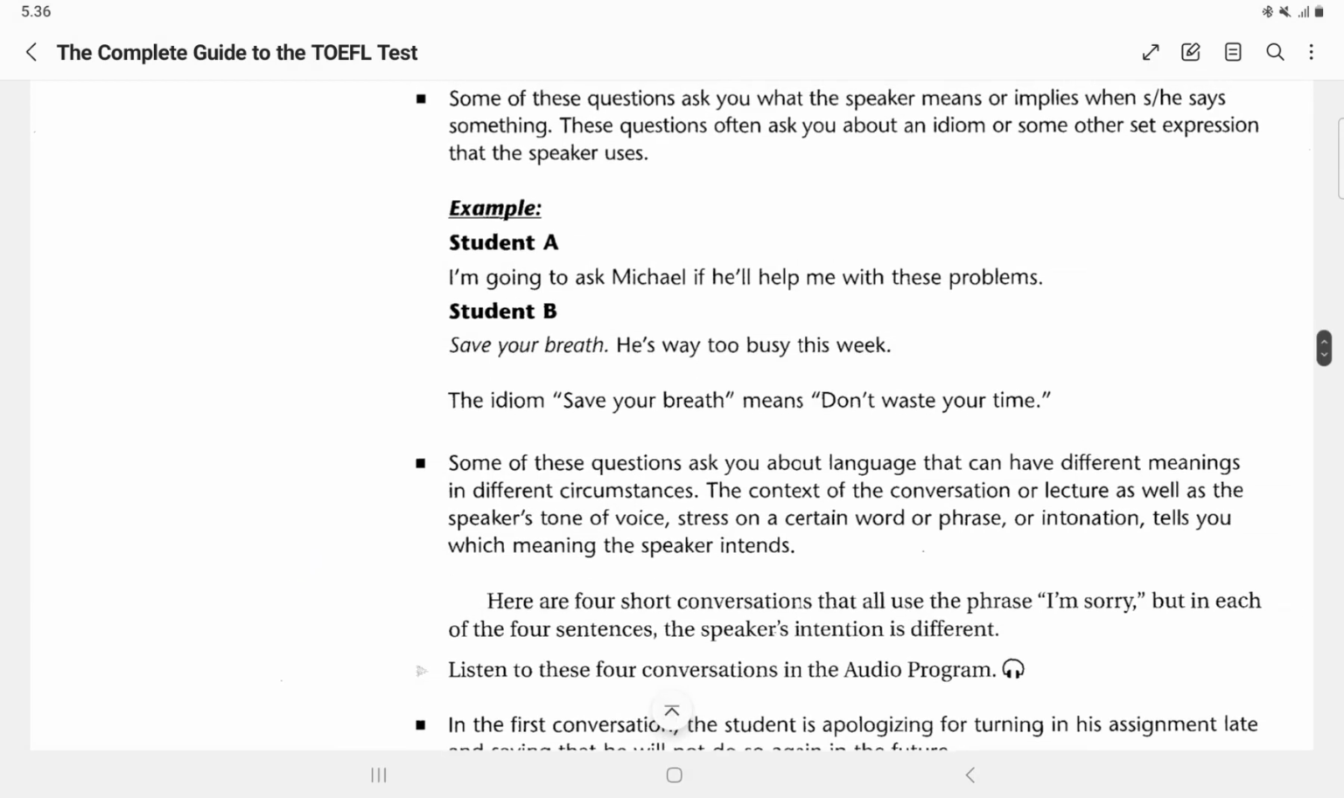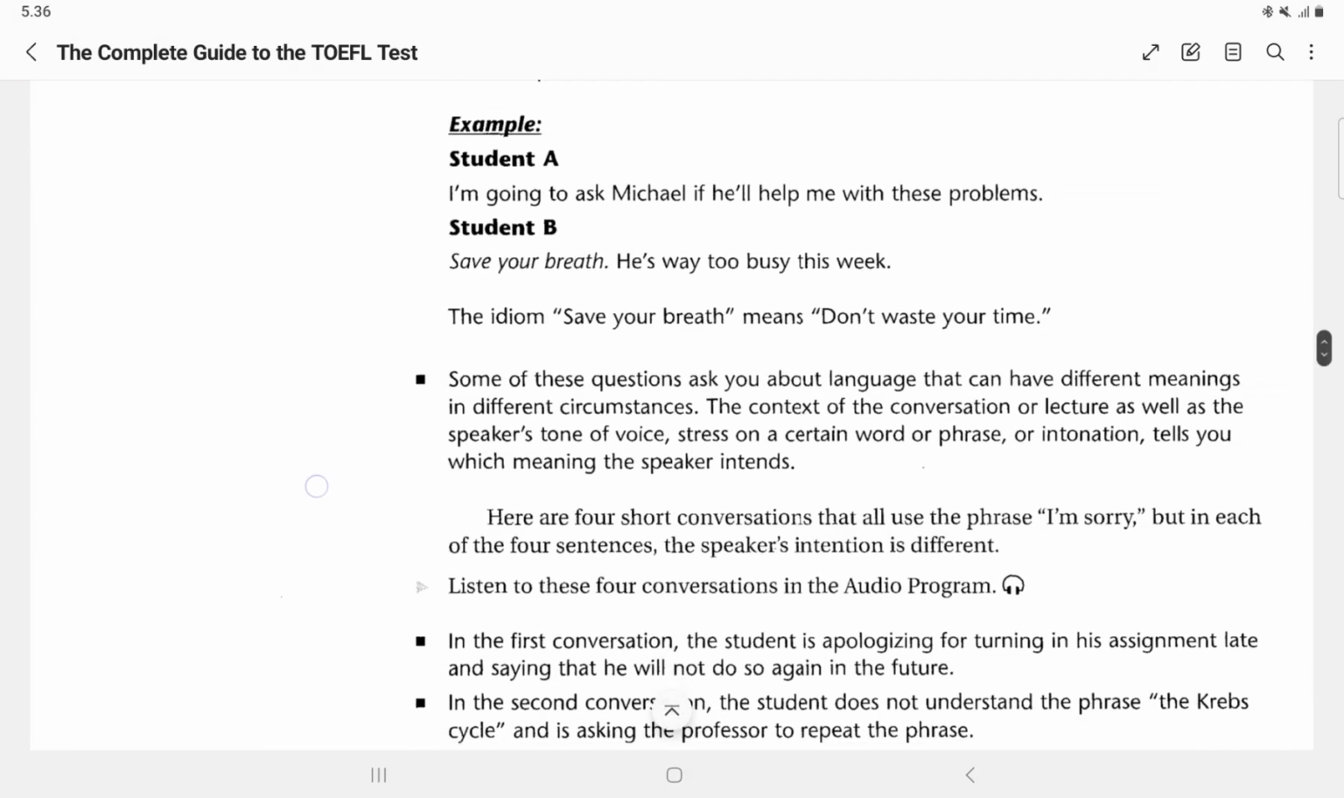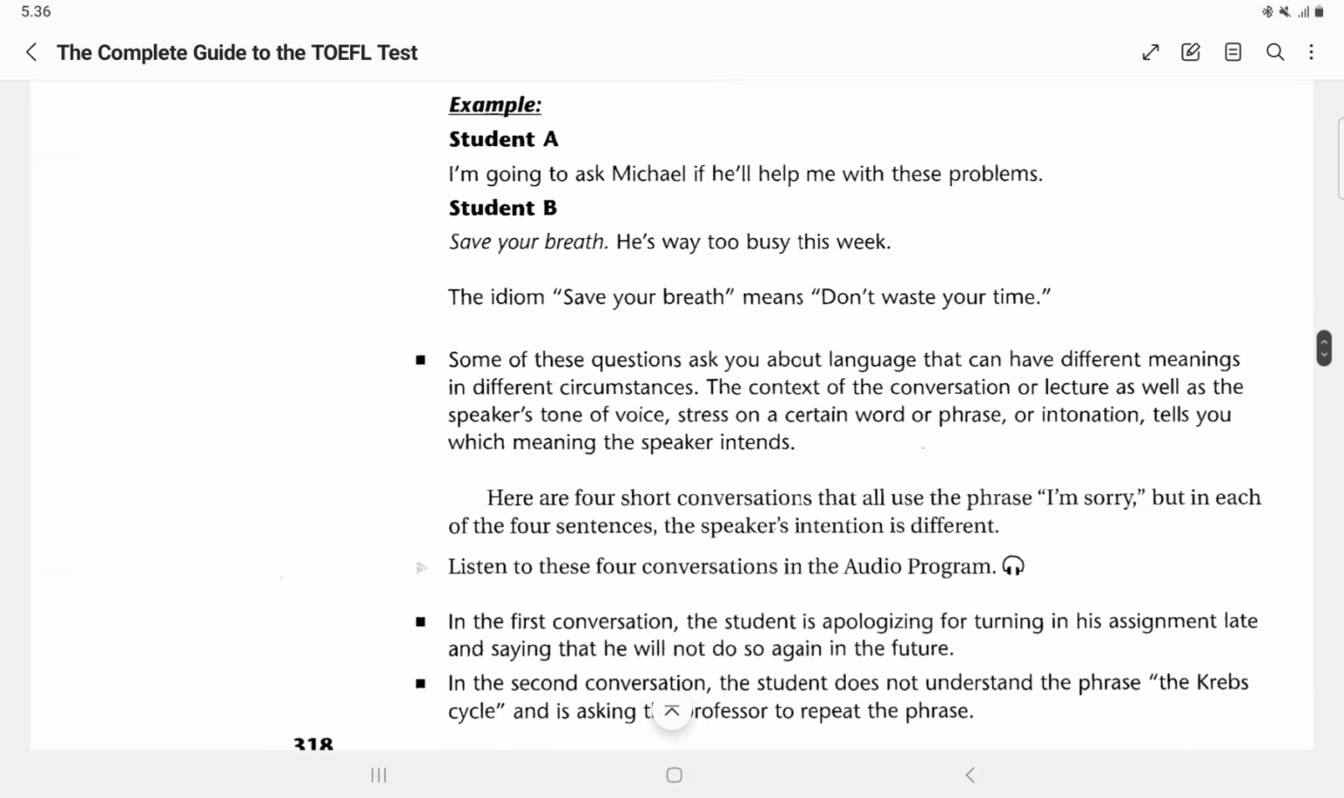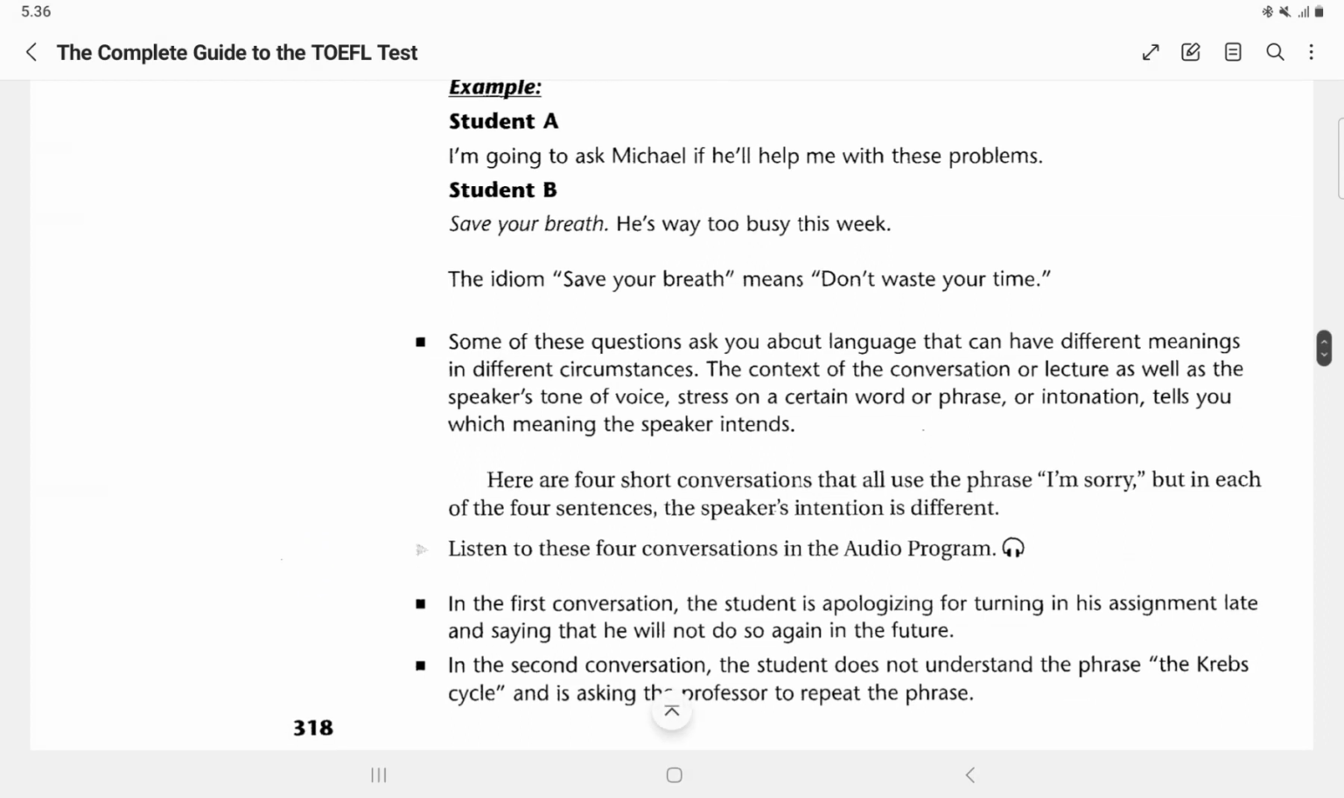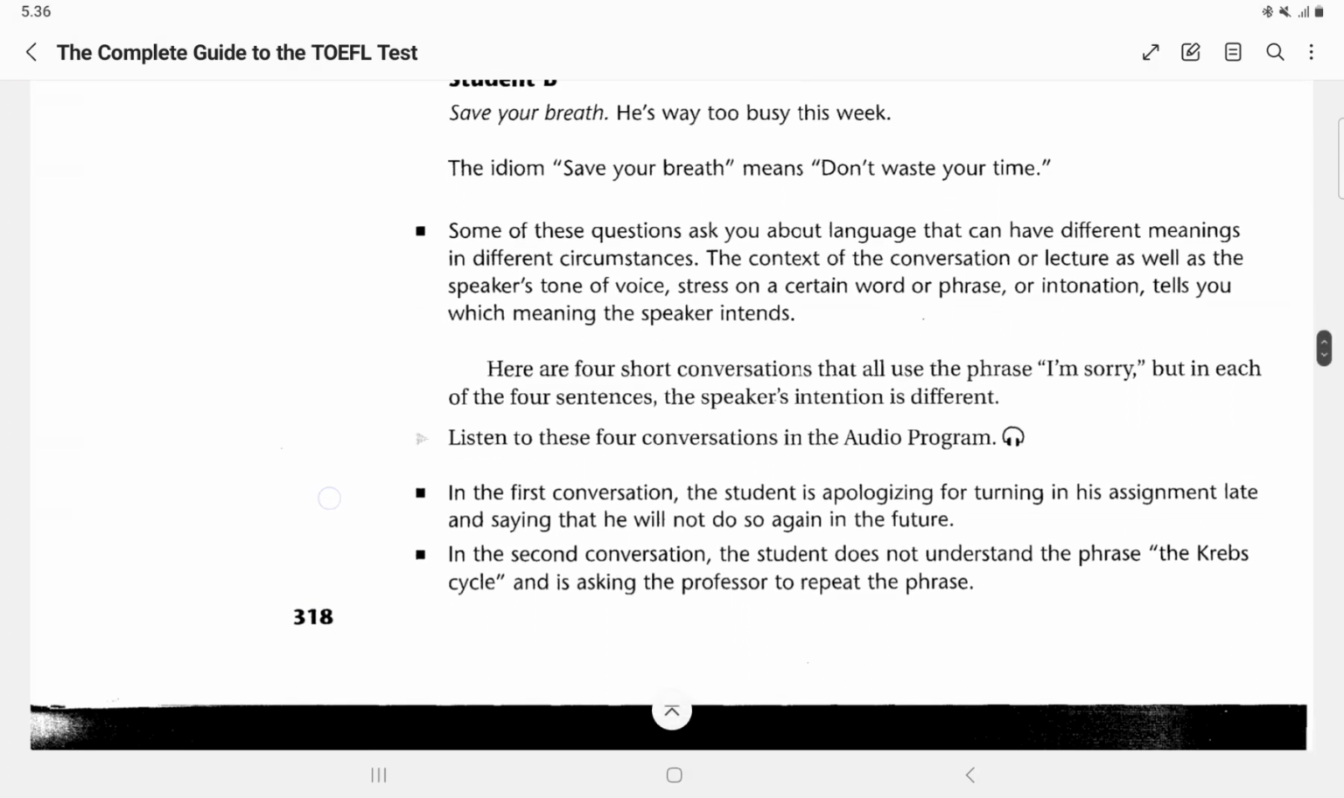Some of these questions ask you what the speaker means or implies when she or he says something. These questions often ask you about an idiom or some other set expression that the speaker uses. What the speaker means. I'm going to ask Michael if he'll help me with this problem. Save your breath. He's way too busy this week. The idiom "save your breath" means don't waste your time.